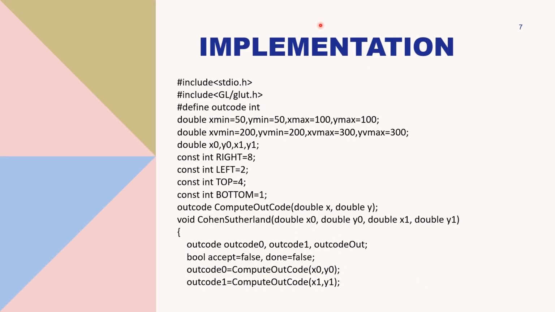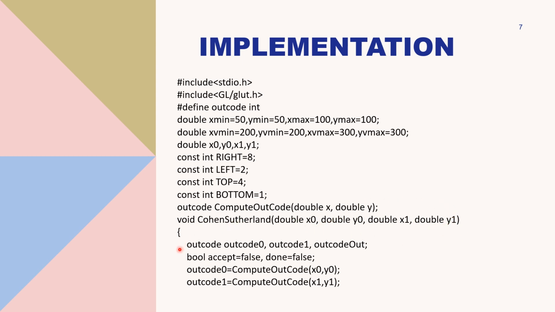So now let us look at the implementation of the Cohen-Sutherland algorithm using an OpenGL program. First, we are going to include a header file. Then we are going to declare the x and y coordinates of the window, which are xmin, ymin, xmax, and ymax. Then we are going to declare the coordinates of the line, which are x0, y0, x1, and y1. Then we are going to initialize the right, left, top, and bottom values with respect to the window, which are 8, 4, 2, and 1 correspondingly. Then we are going to declare the Cohen-Sutherland function, which accepts the parameters x0, y0, x1, and y1, which are the coordinates of the line.